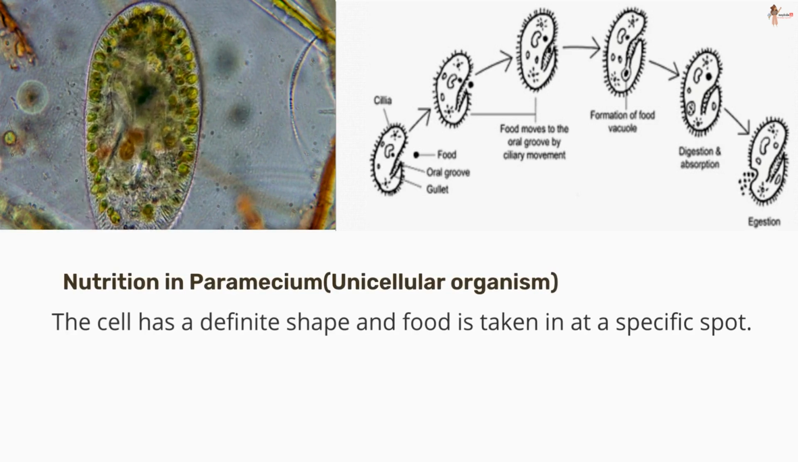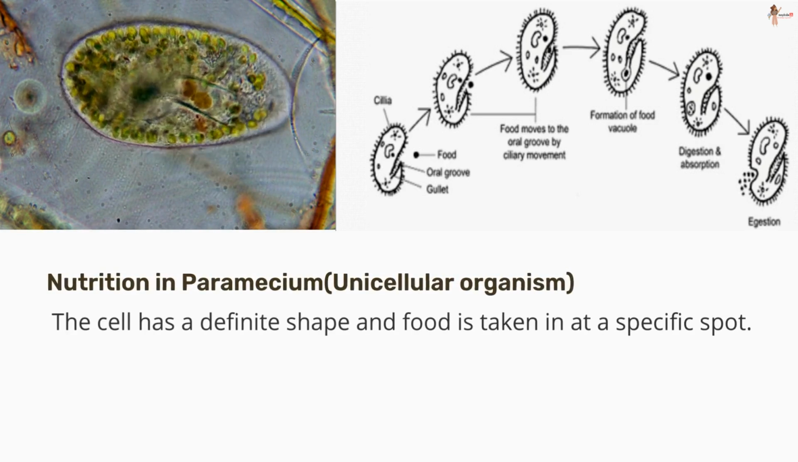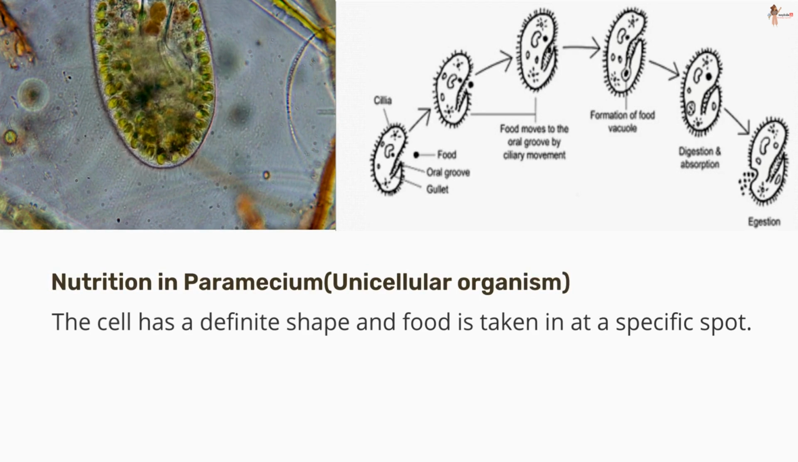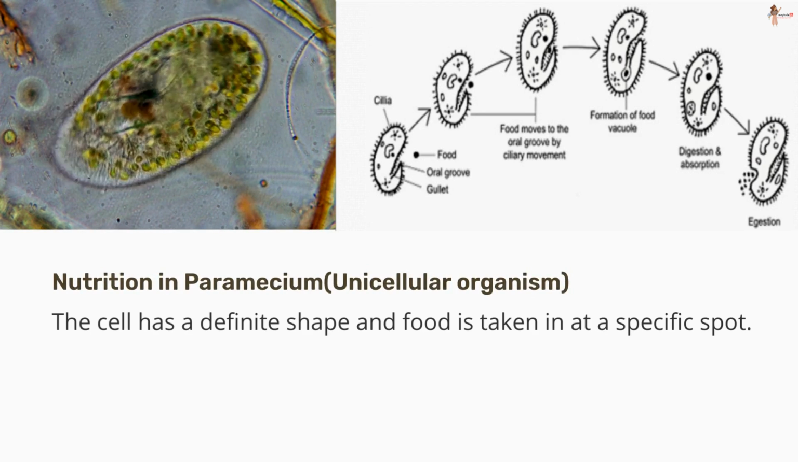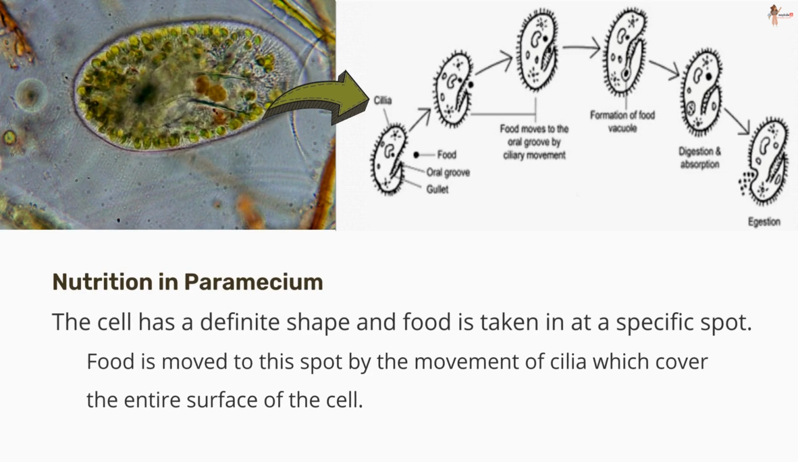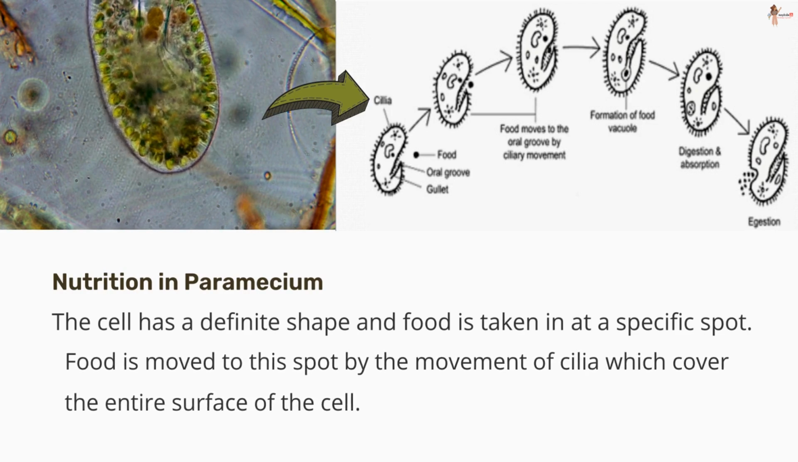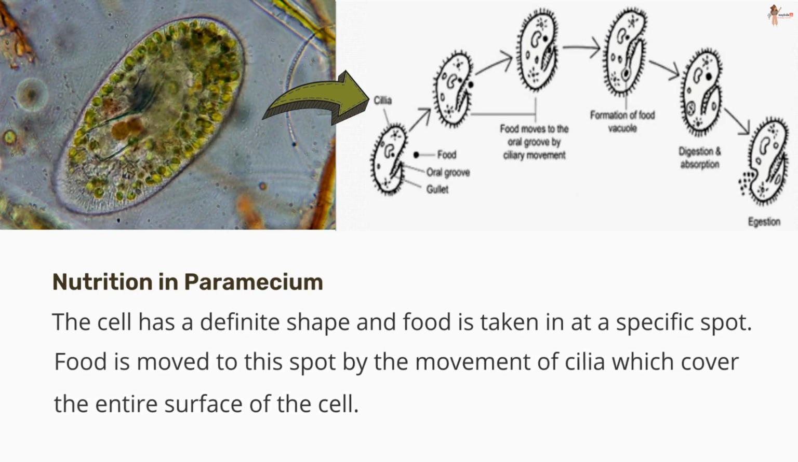In paramecium, which is also a unicellular organism, the cell has a definite shape and food is taken in at a specific spot. Food is moved to this spot by the movement of cilia, which cover the entire surface of the cell.